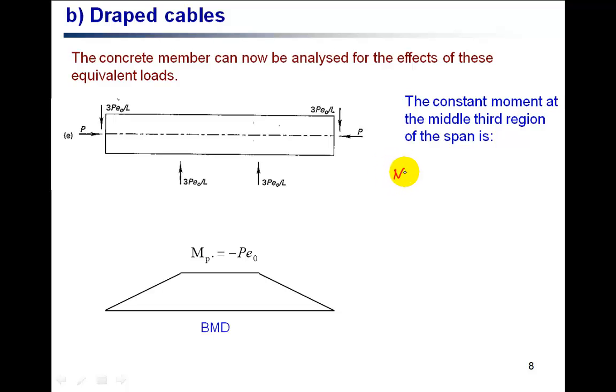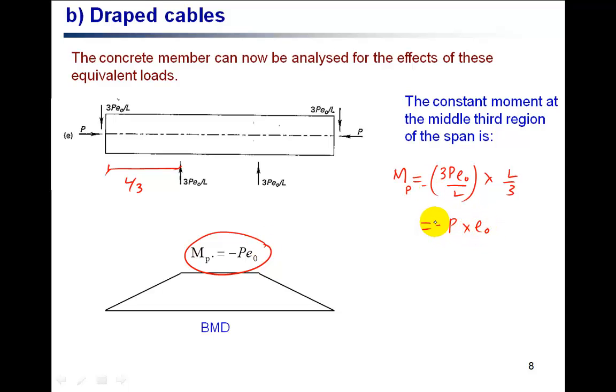your maximum moment M due to the pre-stressing force P will be nothing but 3 P naught over L, the forces multiplied by this distance, which is L over 3. So this will also give you the moment created from the pre-stressing force as P multiplied by e naught, and this is negative as the forces are creating the hogging moment, so it is a negative moment. So this is the moment caused in the beam due to the pre-stressing forces or the equivalent forces.